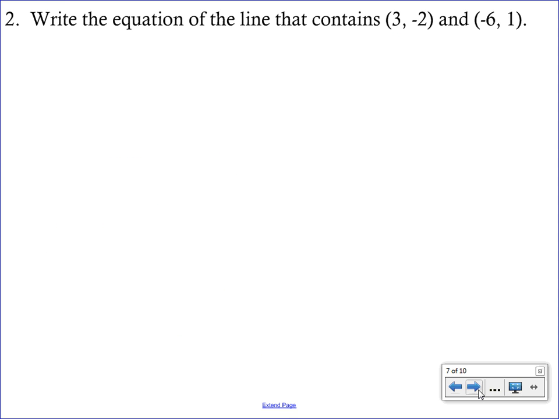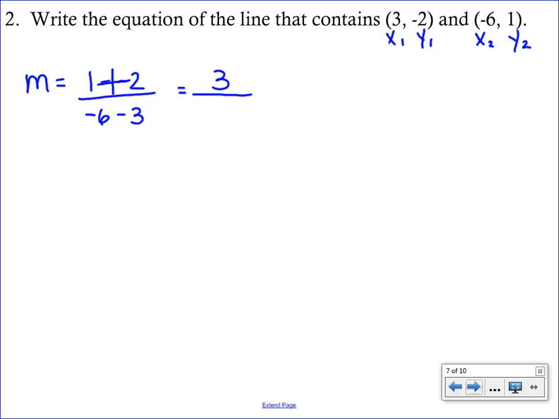All right, our next example, write the equation for the line that contains these 2 points. So the first thing we're going to do is label again, x1, y1, x2, y2. And this time we have to find the slope. So we're going to go back to our slope formula. We're going to do m equals y2 minus y1 over x2 minus x1. So that's 1 minus a -2 over -6 minus 3. And really be careful with your negatives here. So again, we have a double negative. So we're going to cancel that out, and it would end up being 1 plus 2. So we have 3 over -9, which reduces to -1/3.